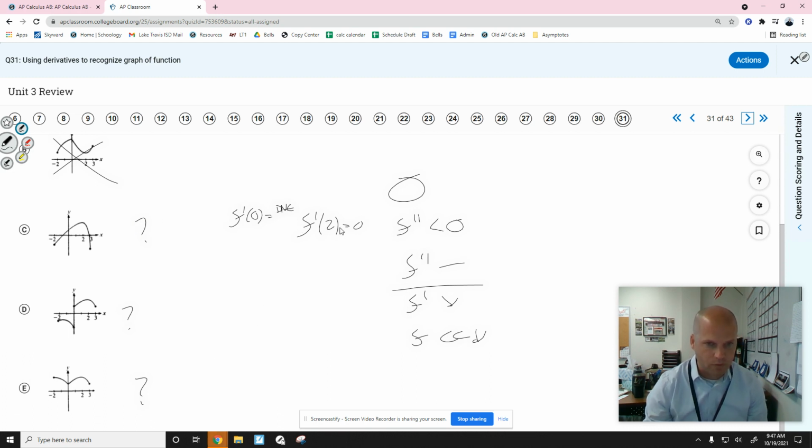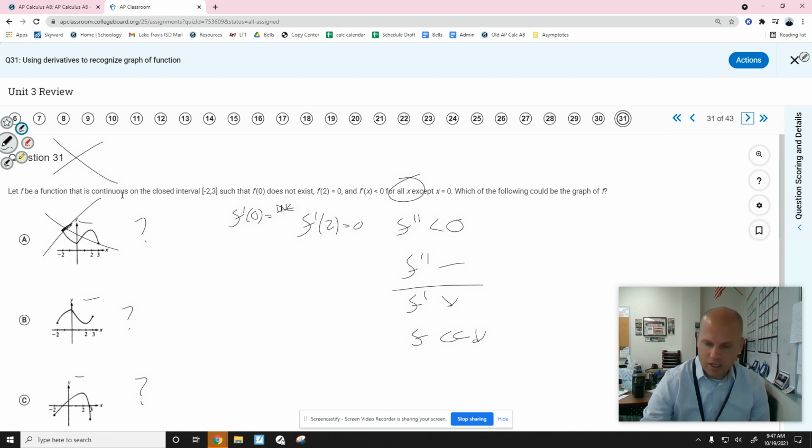F prime of 2 is 0. At 2, I have a tangent slope that's 0. Okay, that doesn't help me. F prime of 0 does not exist. No, F prime of 0 is this positive value, so that one's out. That's good. That's good as well. Sharp point or discontinuity. But what's the difference between these two?